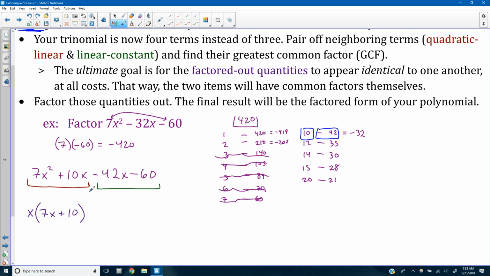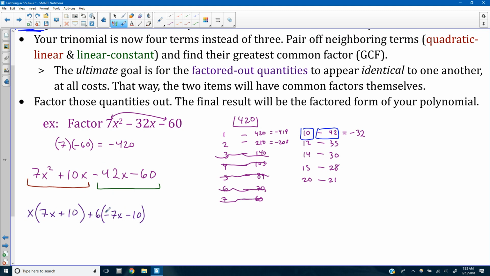I think the number is 6. Now here's the thing. If I factor out just a 6, what am I left with? I'm left with a negative 7x minus 10. This is no good, because 7x plus 10 and negative 7x minus 10 aren't the same thing. They look pretty close.